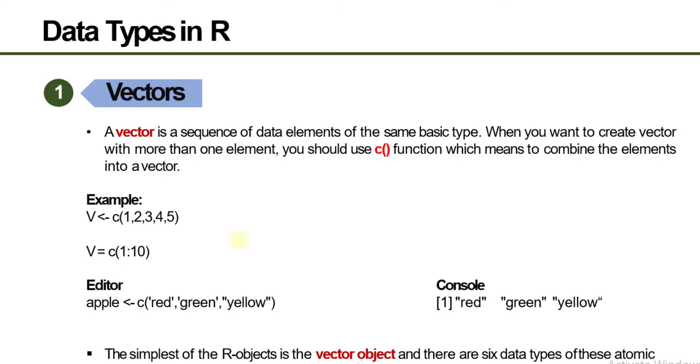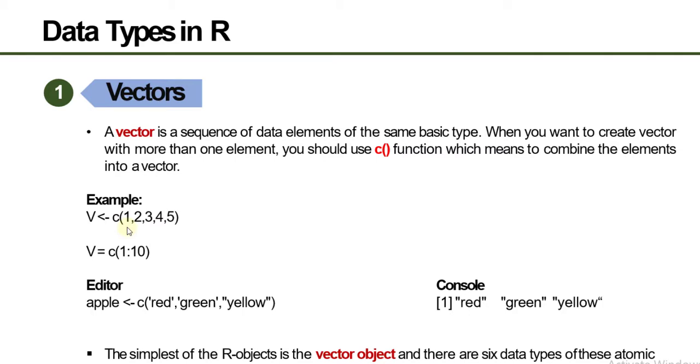But let's have an example. The example we have here tells us we are creating a variable called v, and we are using the less than assignment operator. So look at it. The elements we are storing in this variable are more than 1. There are 1, 2, 3, 4, and 5. This is why we are using the C function to combine them together.